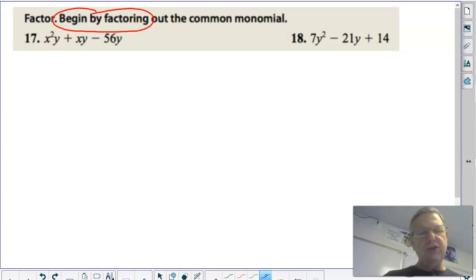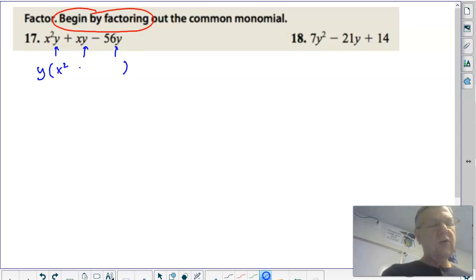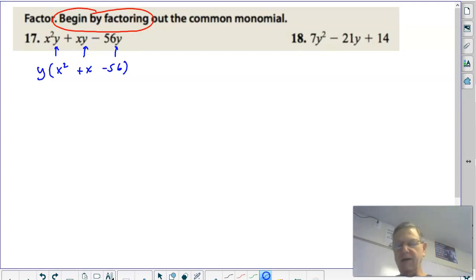Because your first step should have been to factor out this common y. And therefore, you should have shown this step, leaving the x squared plus x minus 56. If you didn't show me this step, I don't have a lot of confidence that you produced your answer. I'm just telling you. All right? Honestly, because you're not going to do this stuff in your head usually.